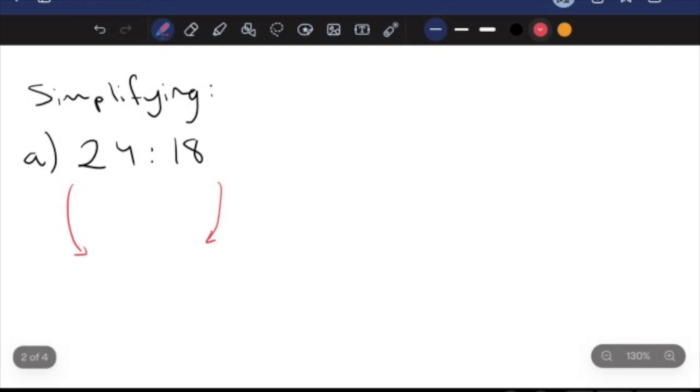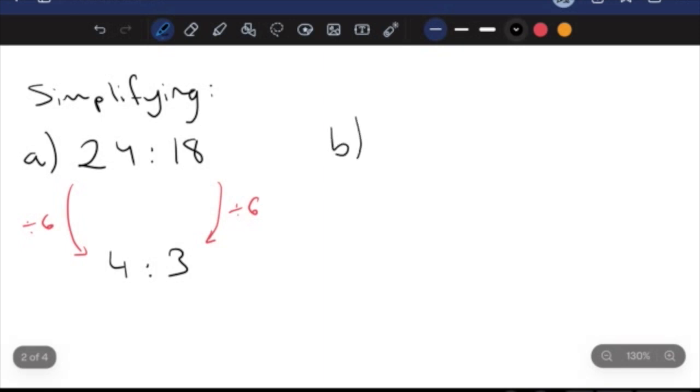Now you can pause and have a go at this, but I can see that I can get to something simpler by dividing both of these numbers by 6. 6 goes into both 24 and 18. 6 goes into 24 4 times, and 6 goes into 18 3 times. So this is our simplest ratio here.